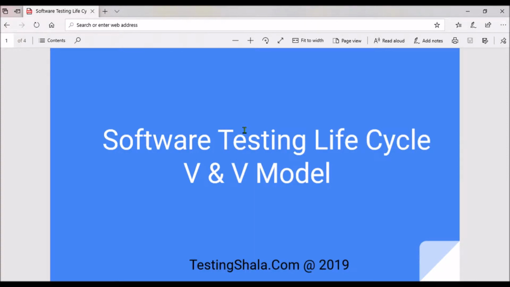Hi friends, in this video I'm going to talk about the V model in the software testing lifecycle. The V model is another type of model for software development, which is an extension of the waterfall model.